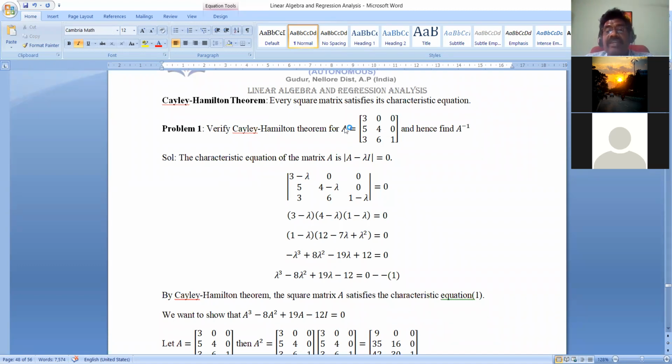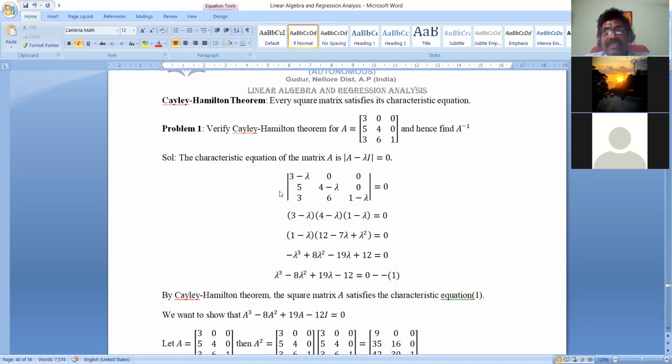Now let us consider this given square matrix capital A equal to [3, 0, 0; 5, 4, 0; 3, 6, 1]. This is an upper triangular matrix. First of all, we want to find the characteristic equation of this square matrix. The characteristic equation of A is determinant of A minus lambda I equal to 0. Substituting the values, we get the 3 by 3 determinant of [3 minus lambda, 0, 0; 5, 4 minus lambda, 0; 3, 6, 1 minus lambda] equal to 0.